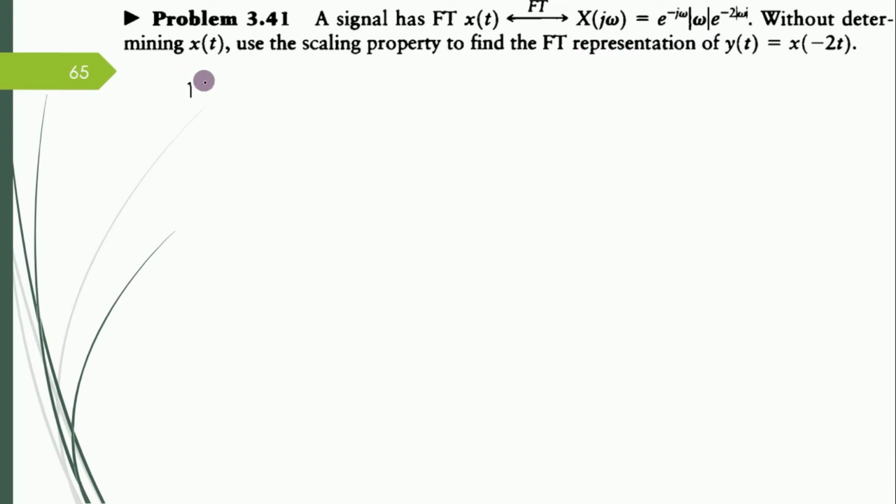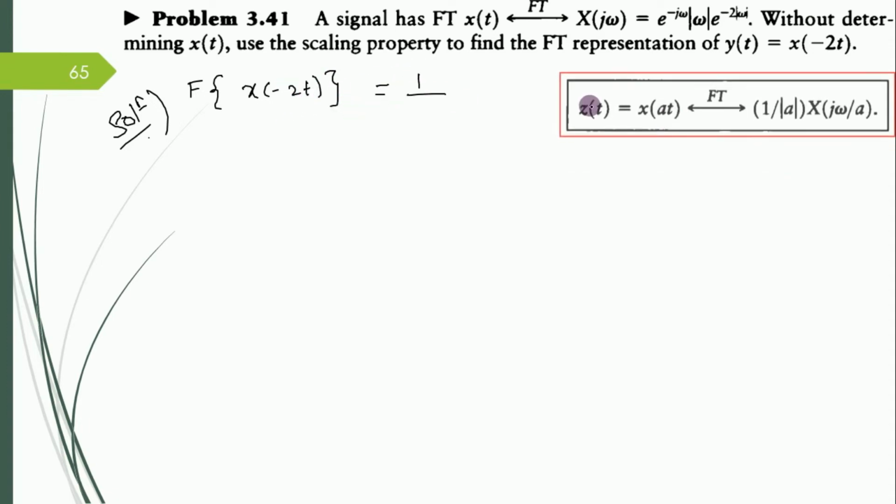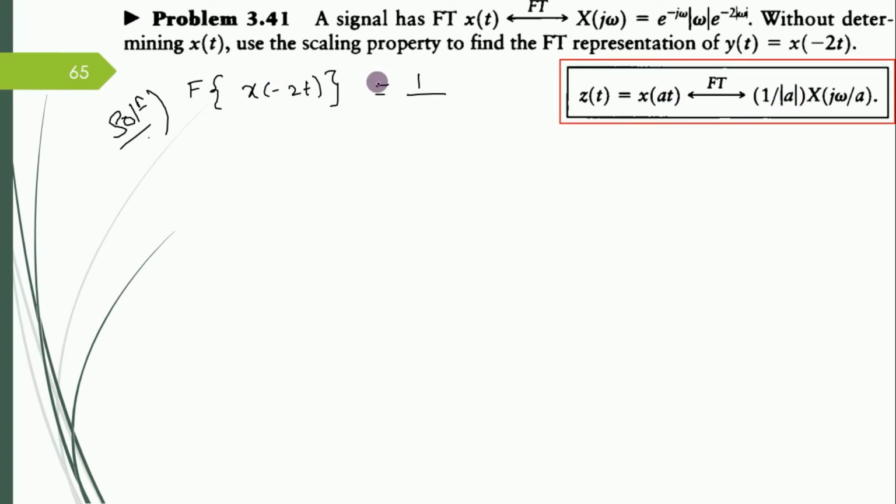So here the Fourier transform of, this is the solution, the Fourier transform of x of minus 2t, which is nothing but y of t. We can also write it in this manner. It is 1 by mod 2. You are already aware that it is mod a. Mod 2 means the negative sign can be ignored. Capital X of j omega divided by a. Here a is minus 2, so the minus should be there here. Hence I write minus here. Okay, so minus should be present.